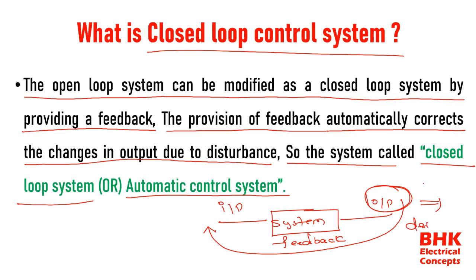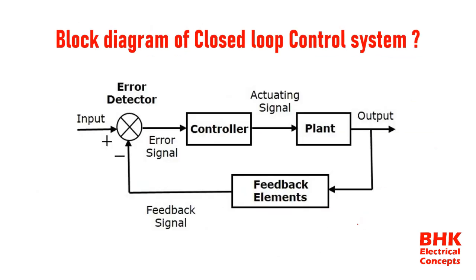Whatever output we are expecting is always obtained with the help of the concept of a closed loop system. That's why we say an open loop system can be modified as a closed loop system by providing feedback. The provision of this feedback automatically corrects the changes in the output due to disturbance. This type of system we call an automatic control system, or a closed loop control system. And this is the block diagram of a closed loop control system.